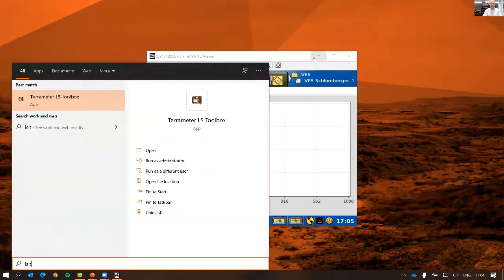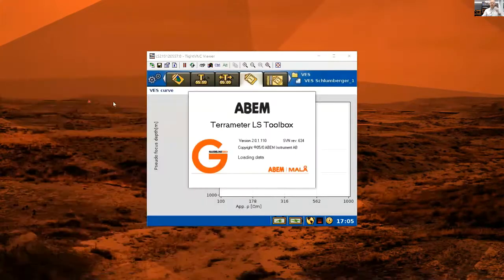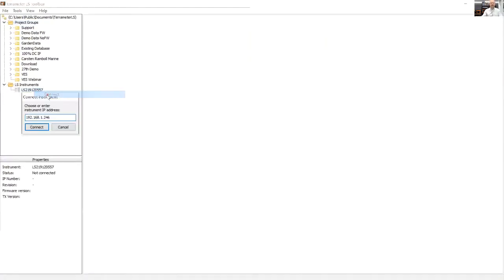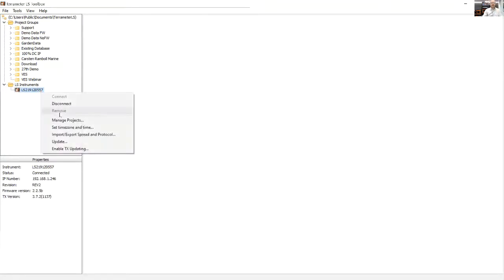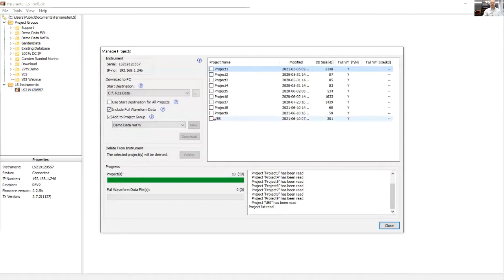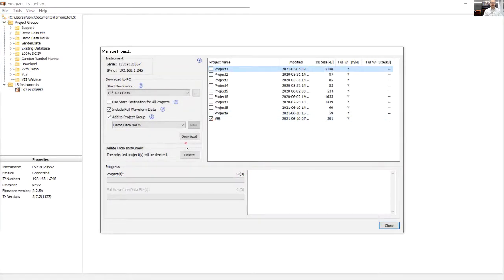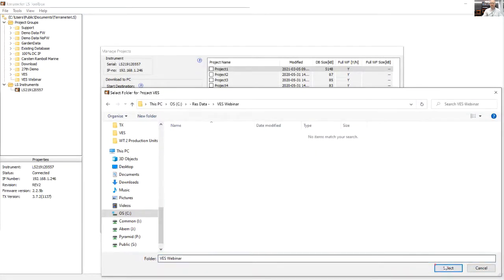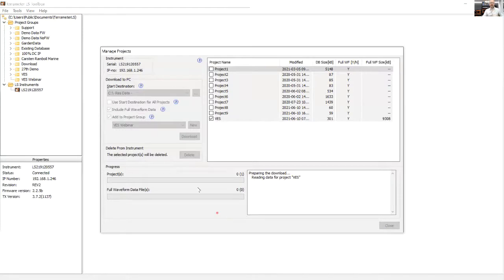So LS Toolbox, that's the free companion software that comes with the LS. Again, connect to the instrument via the Wi-Fi. Manage project. So I'm just going to download the data in that VES folder. And that's going to import it.